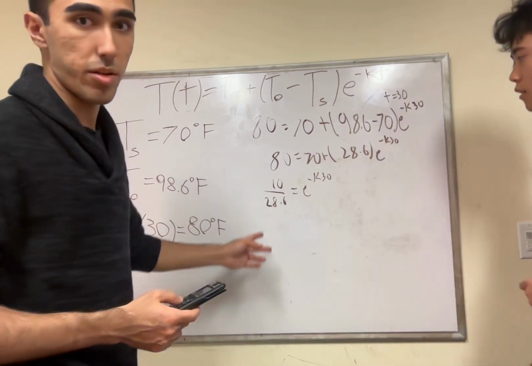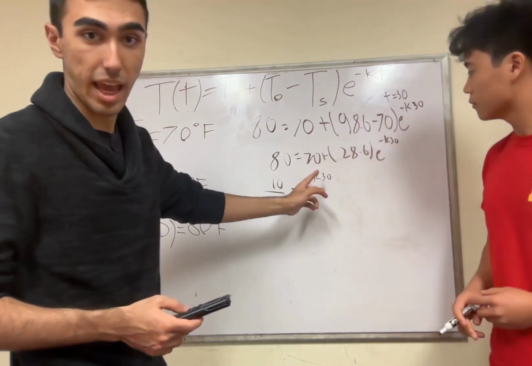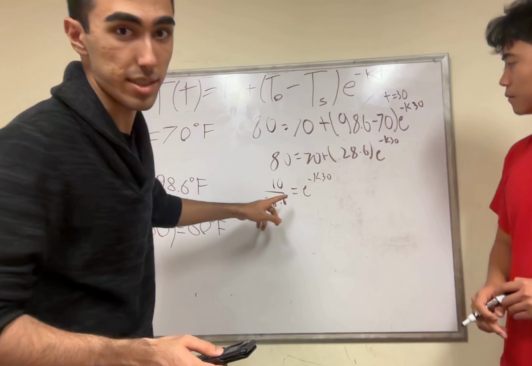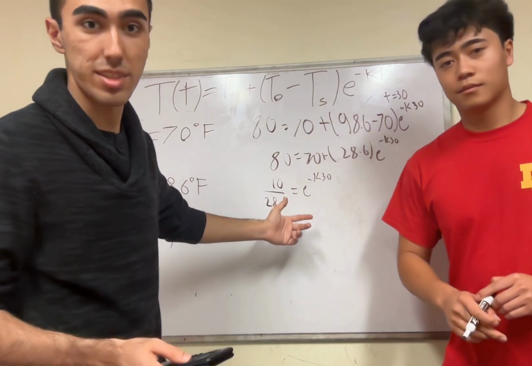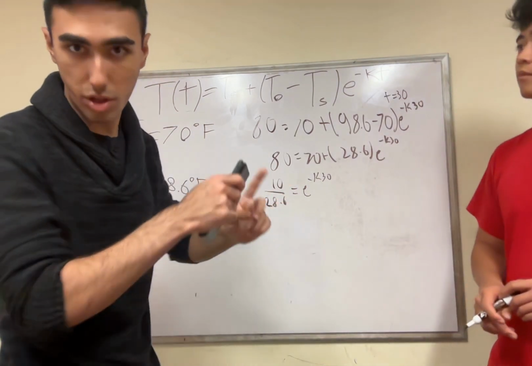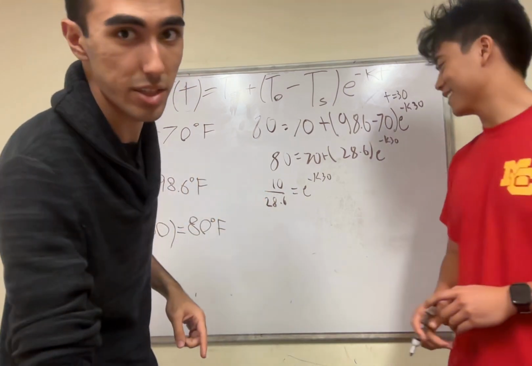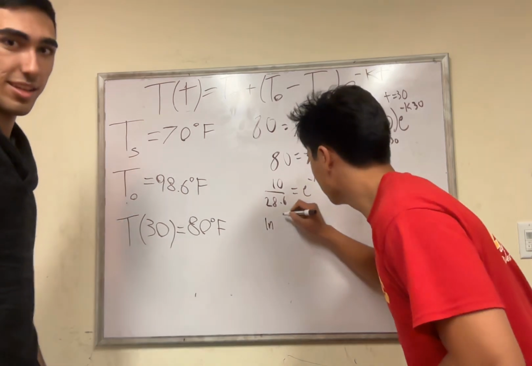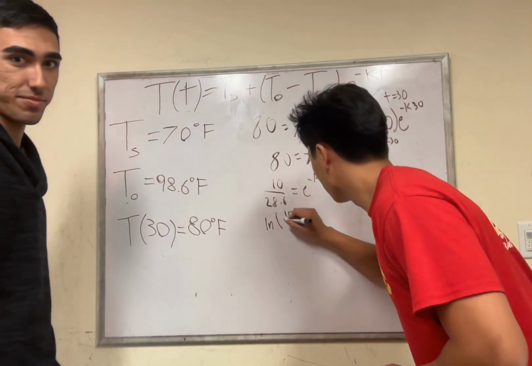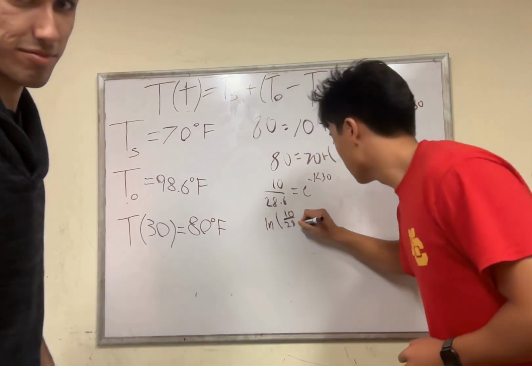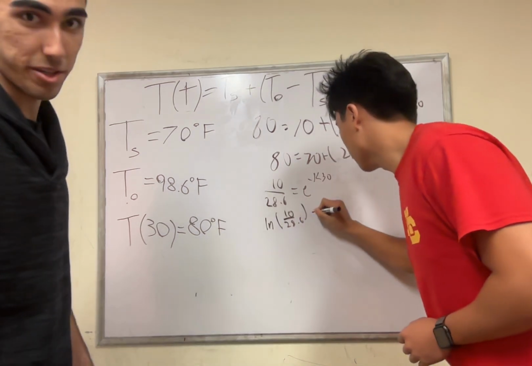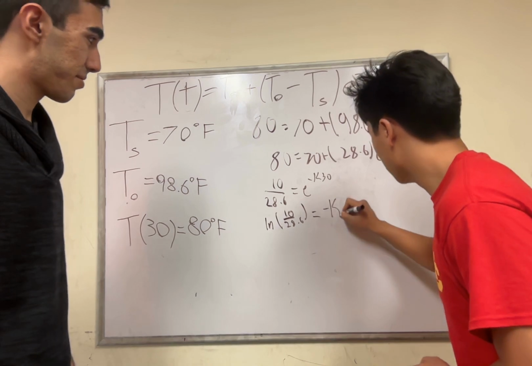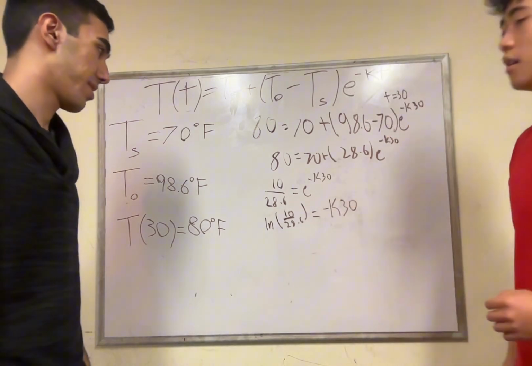Awesome. Now to get the k just by itself, what we want to do is take the natural log of both sides, because natural log is just log base e, and then this e with natural log, it'll crisscross applesauce cancel that. So now you have the natural log of 10 over 28.6, which is equal to negative k times 30. Awesome.